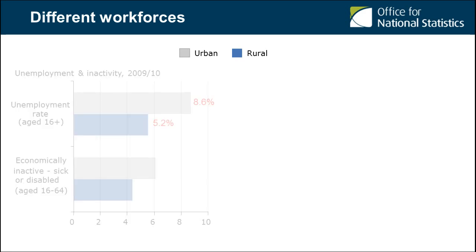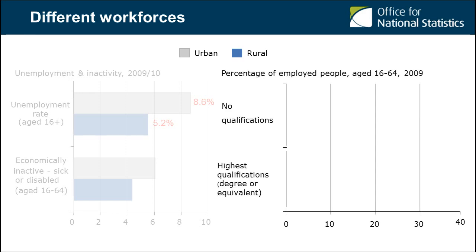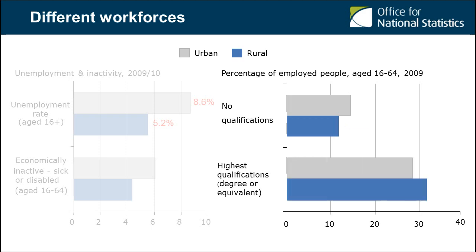The same survey can give us information on qualifications. Here are those with no qualifications, and we see the rural population aged 16 to 64 is less likely to have no qualifications compared to the urban population. For the highest qualifications, that is those with a degree or an equivalent qualification, rural areas are more likely to have people educated at this level.